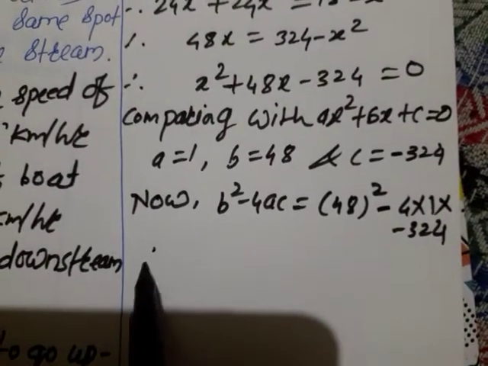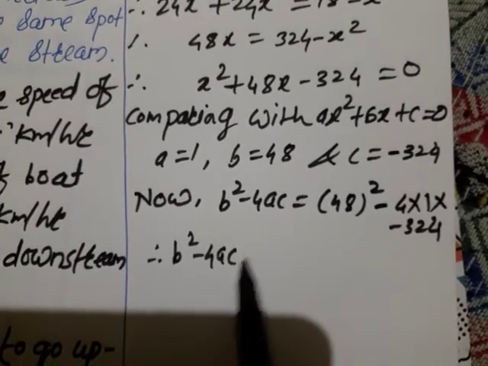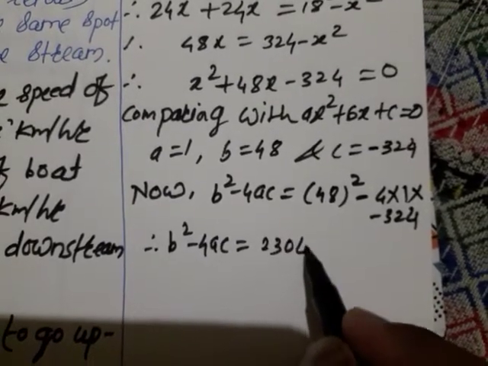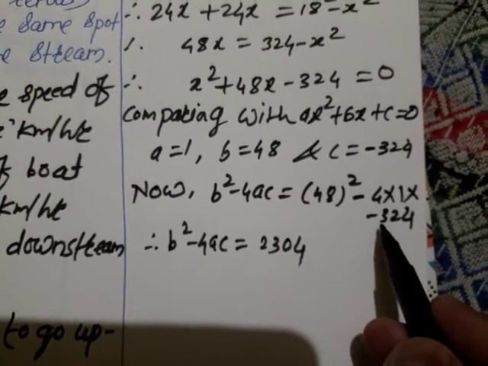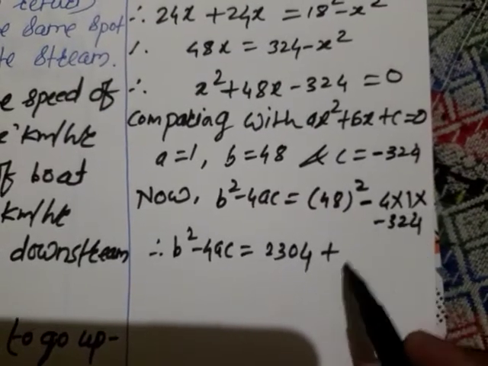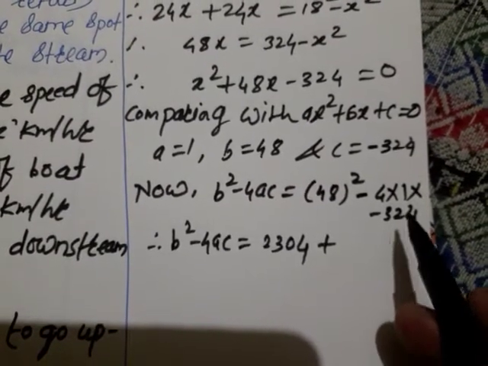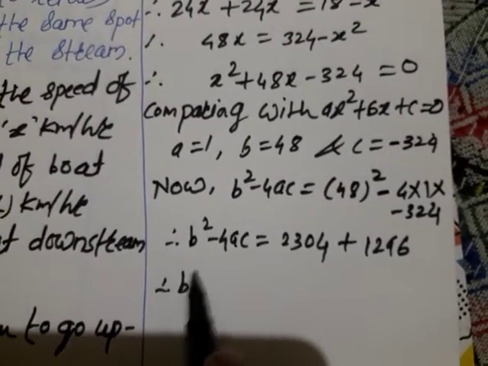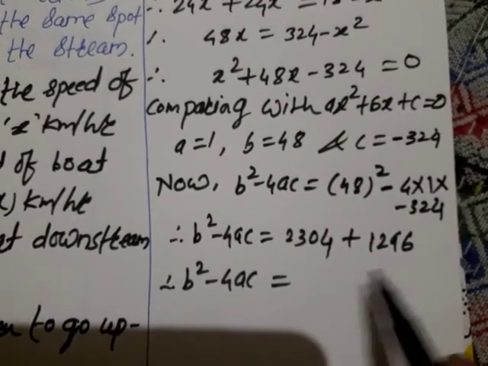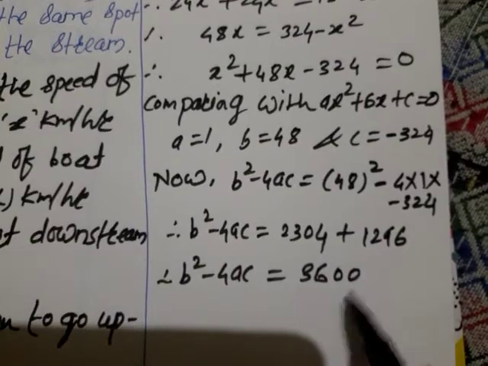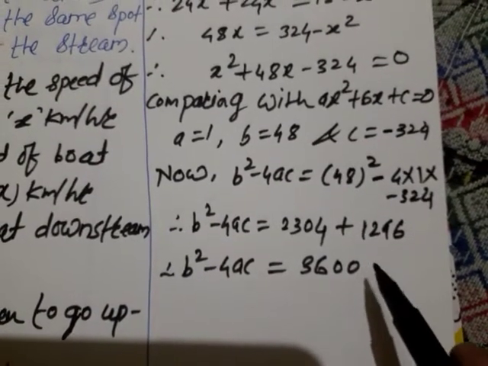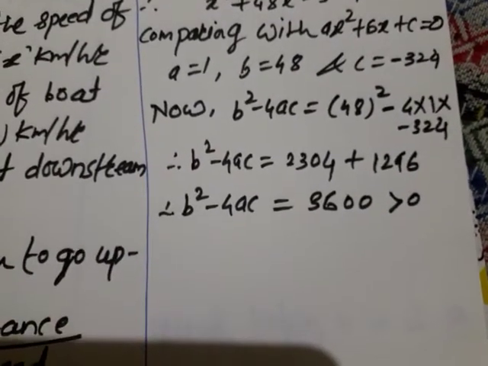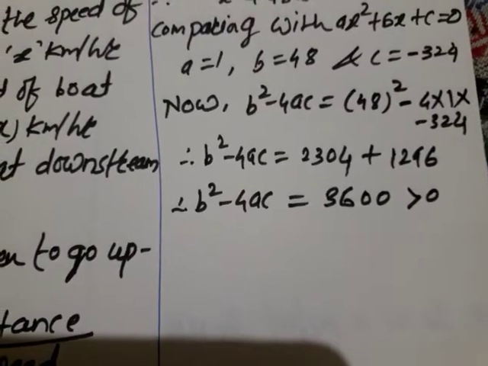Okay, what will be the next step? b square minus 4ac is equal to 48 square. What is 48 square? 2304. इधर मल्टीप्लिकेशन करो, माइनस माइनस क्या होगा प्लस। ओके, 4 इंटू 1 4, 4 इंटू 324, मल्टीप्लिकेशन आएगा 1296. Therefore b square minus 4ac is equal to, एडिशन करो, 3600.